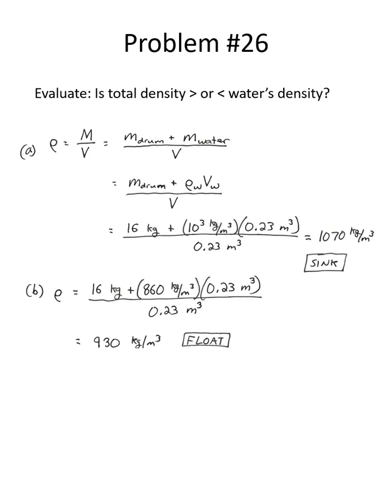Problem number 26. A steel drum has volume 0.23 cubic meters and a mass of 16 kilograms. Will it float in water when filled with A, water, or B, gasoline, which has a density of 860 kilograms per cubic meter? So what we want to evaluate in these two separate cases is the question, is the total density, the steel drum plus whatever fluid is in it, greater or less than water's density? That is what will determine whether or not it will float.